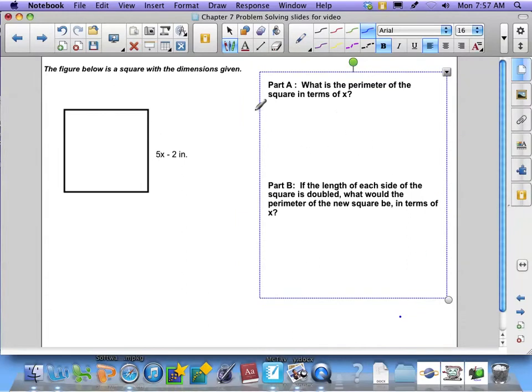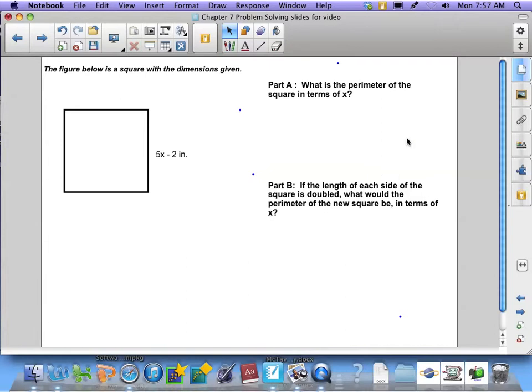Okay, below is a square with the dimensions given. And this question's a little different. In part A, we're going to find the perimeter of the square in terms of x. And then in part B, the question's a little bit different. If the length of each side of the square is doubled, what would the perimeter of the new square be? Okay, so let's start with part A.